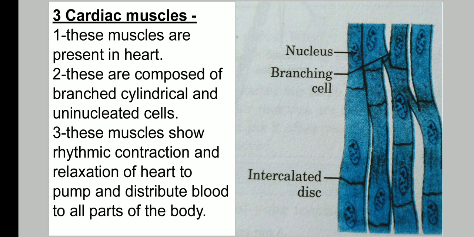Cardiac is related to the heart, so these muscles are present in the heart. These are composed of branched, cylindrical and uninucleated cells. You can see one nucleus in one cell, and some branches also arise from the cell, so they are branched and uninucleated. These muscles show rhythmic contraction and relaxation of the heart to pump and distribute blood to all parts of the body. And these are the muscles which work throughout our life without any type of fatigue.